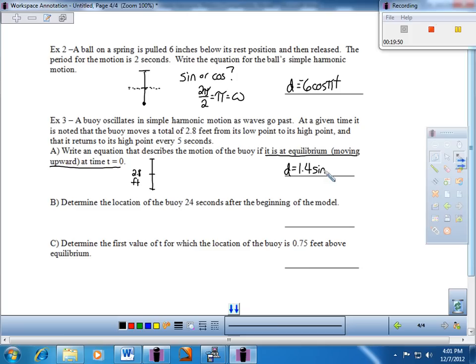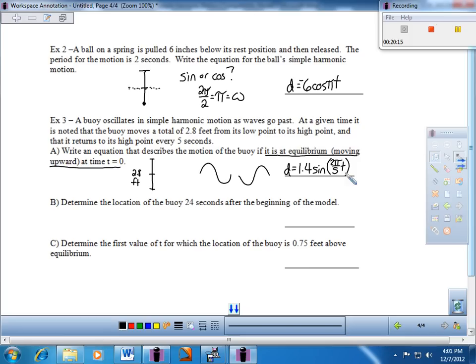The reason I have it moving upward is just to make sure we differentiate between a sine function looking like this, which would be moving upward, or a sine function looking like this, which would be moving downward. This is your basic sine graph. This is your flipped sine graph. So no flip necessary here. Okay, and I think I had mentioned 2 pi over the period, so 2 pi over 5 times t.